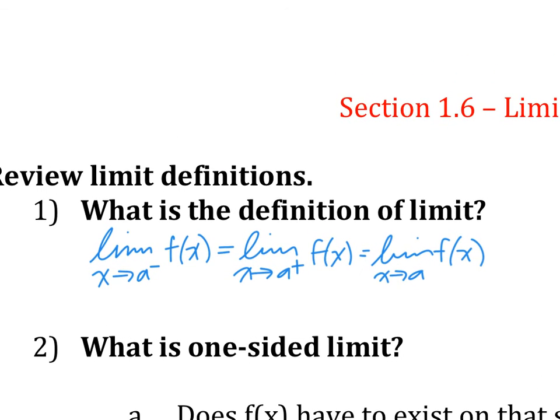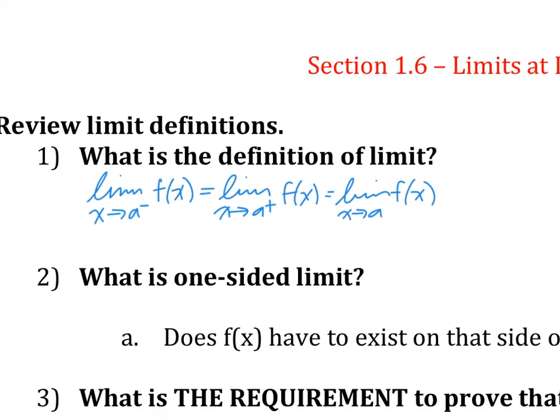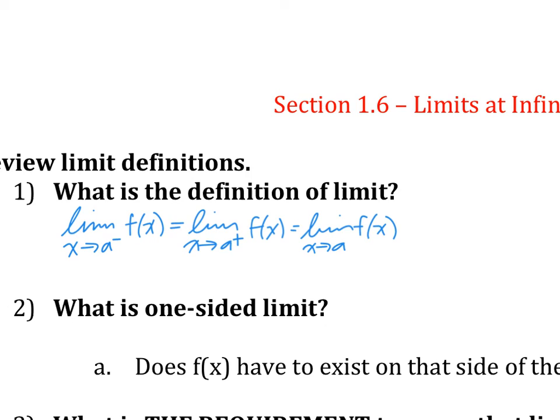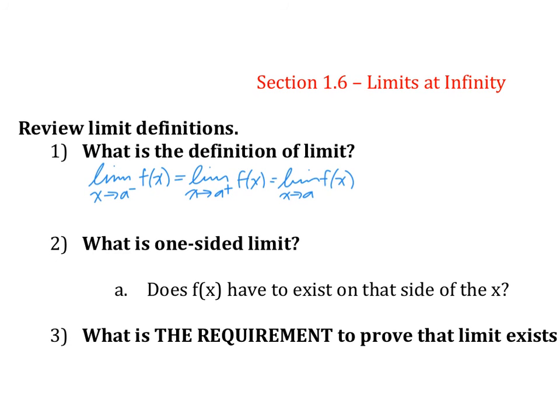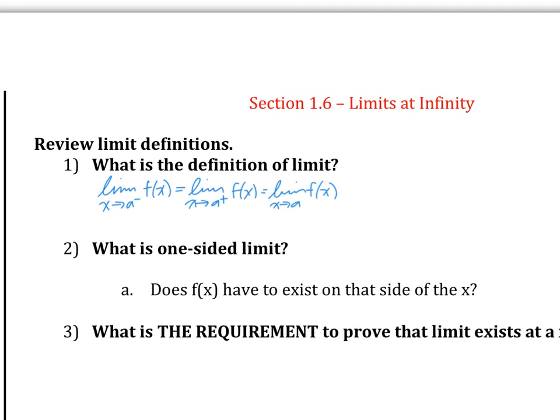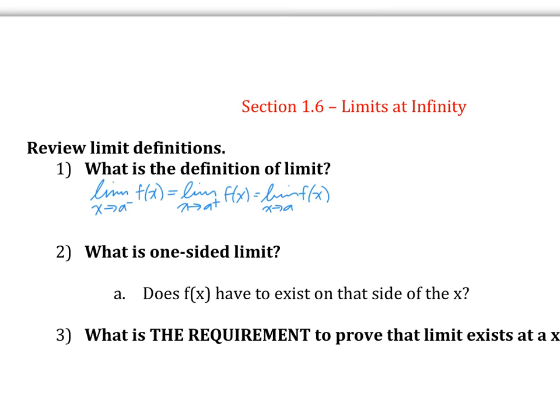Second, what does one-sided limit mean? Coming from one side, negative side or positive side. Does f of x have to exist on that side of x? It doesn't have to exist. It could be an infinite limit, I guess, for a one-sided limit. That's okay. Third question. Oh, yes, we already did that. What's the requirement to prove that it exists at an x value? Yes, that one, the first one.